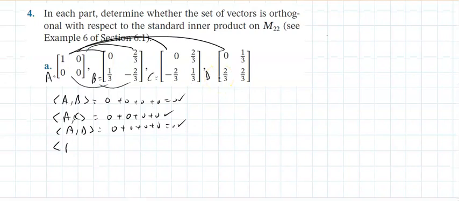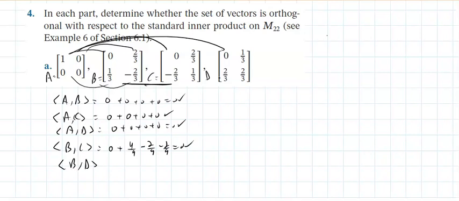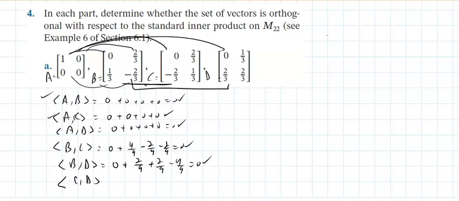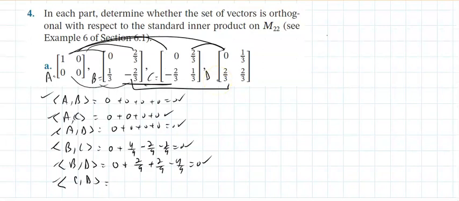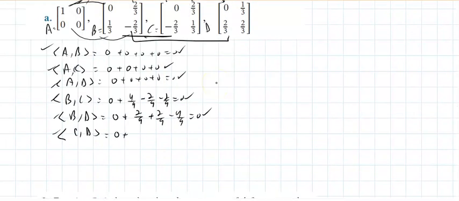I did A. Now I have to do B, C. That would be those two. That is 0 plus 4/9 minus 2/9 minus 2/9. That is 0 as well. That checks. I'll take BD. That is those two. 0 plus 2/9 plus 2/9 minus 4/9 equals 0. That checks. And if I take CD, that would be those two. That is 0 plus 2/9 minus 4/9 plus 2/9. That's also 0. So the set is orthogonal.